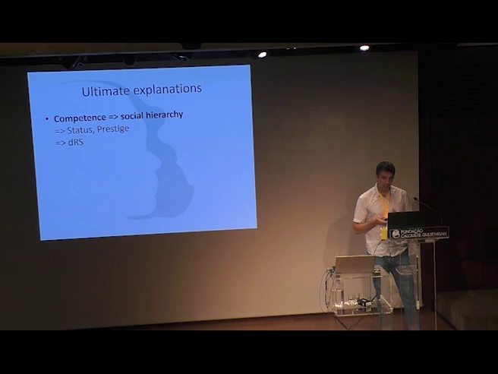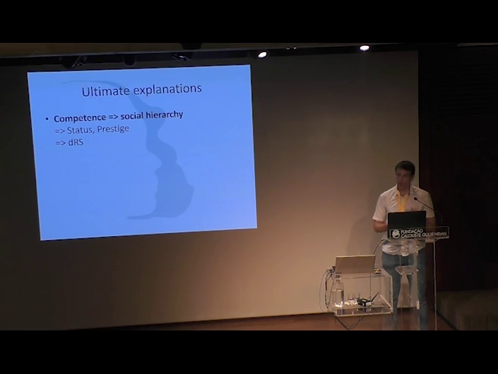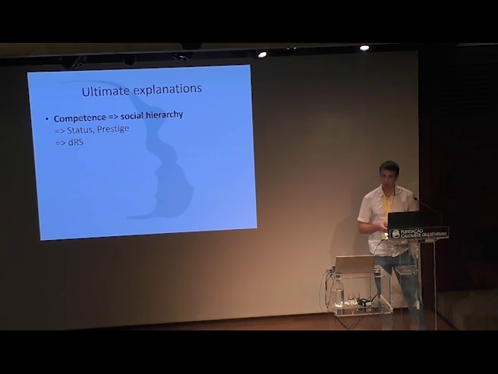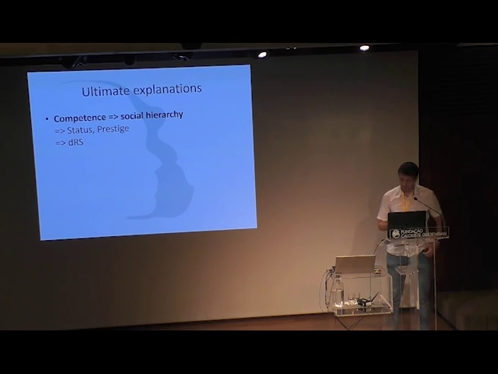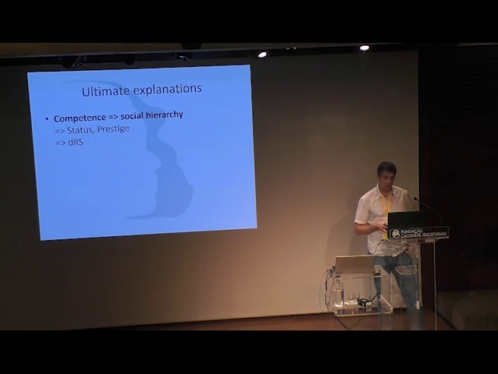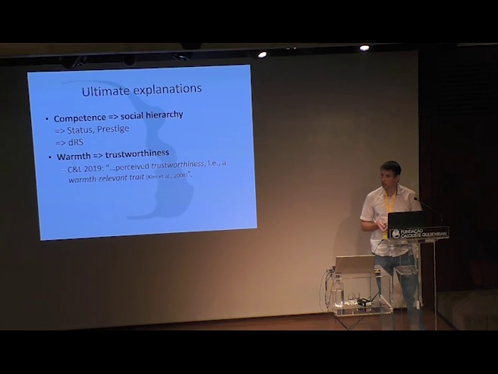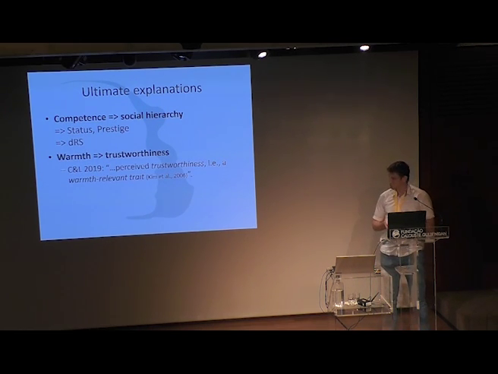So where would we begin doing this? How would we begin our ultimate level explanations? We think that competence can be rooted in the notion of vertical social hierarchy and terms such as status and prestige, which you can treat jointly, or you can distinguish dominance-based status from prestige-based status. And this easily links to differential reproductive success in primate societies. Warmth is more problematic, but we would like to propose to link it to trustworthiness, following cues from Jordan and Lowenstein themselves.